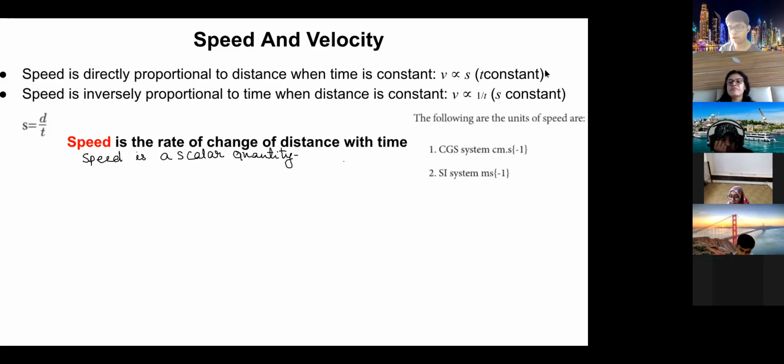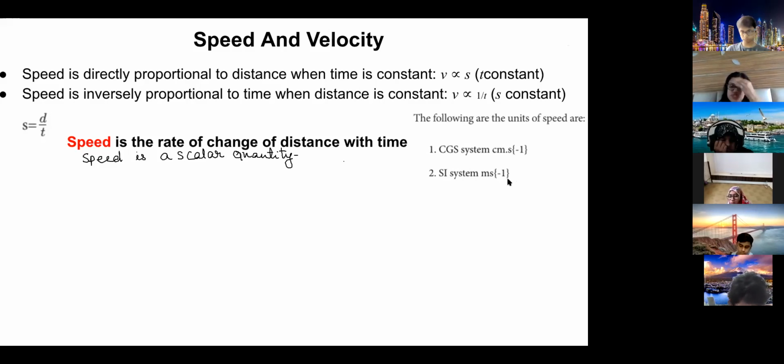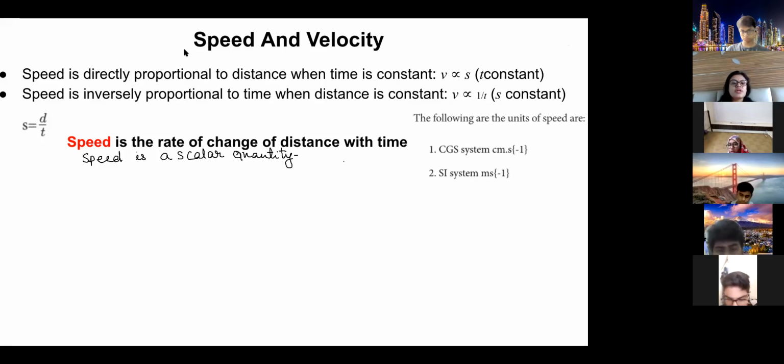What is the unit of speed? Can you tell me? Distance unit is meter, time unit is second. So meter per second is the unit. You don't write it like s minus 1 because there will be confusion. So you write it as meter per second, and the smaller unit is centimeter per second. So the SI unit is meter per second because distance is measured in meter and time is measured in second.